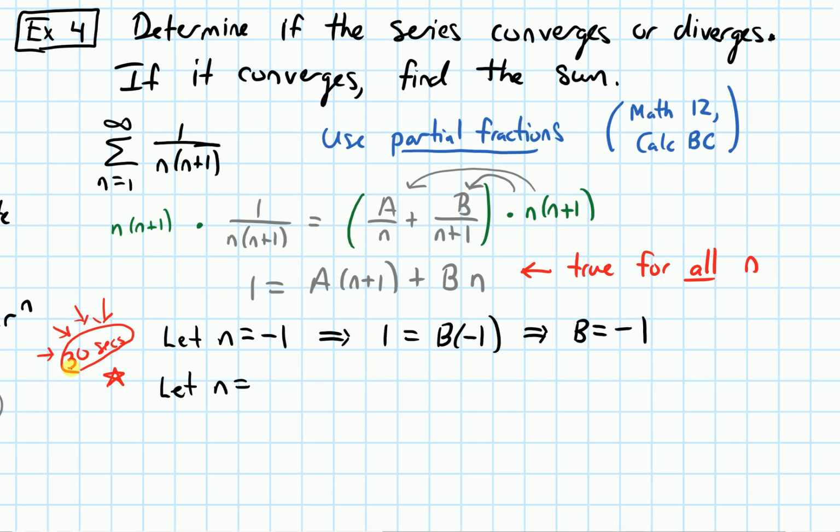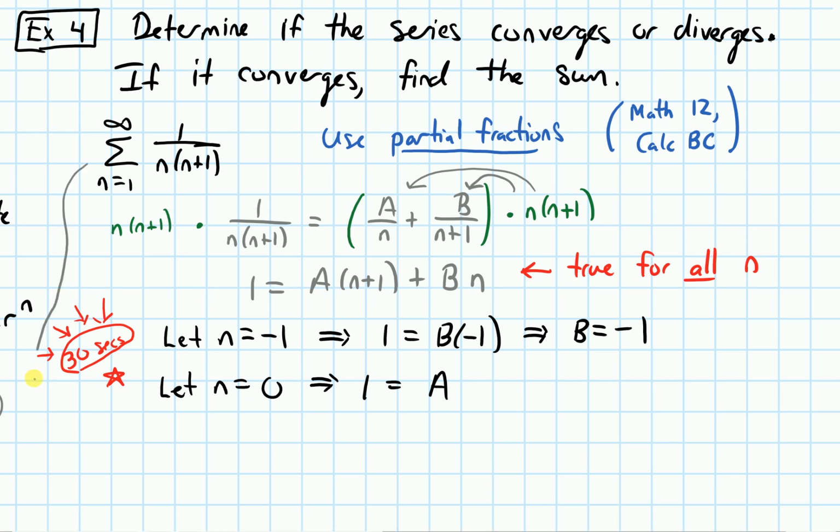Alright, so hopefully you paused the video for about 30 seconds to work that out. The other nice value is 0, because it makes the bn become 0. So this will give me a equals just a times 1. So I know what a is. I know a is 1.